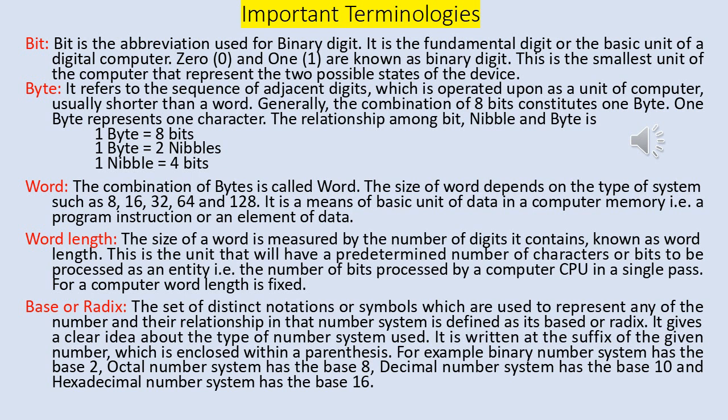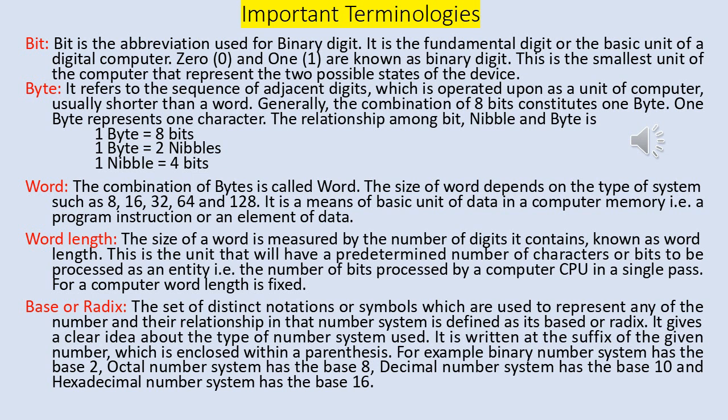The size of a word is measured by the number of digits it contains, known as word length. This is the unit that will have a predetermined number of characters or bits to be processed as an entity, that is the number of bits processed by a computer CPU in a single pass. For a computer, word length is fixed.